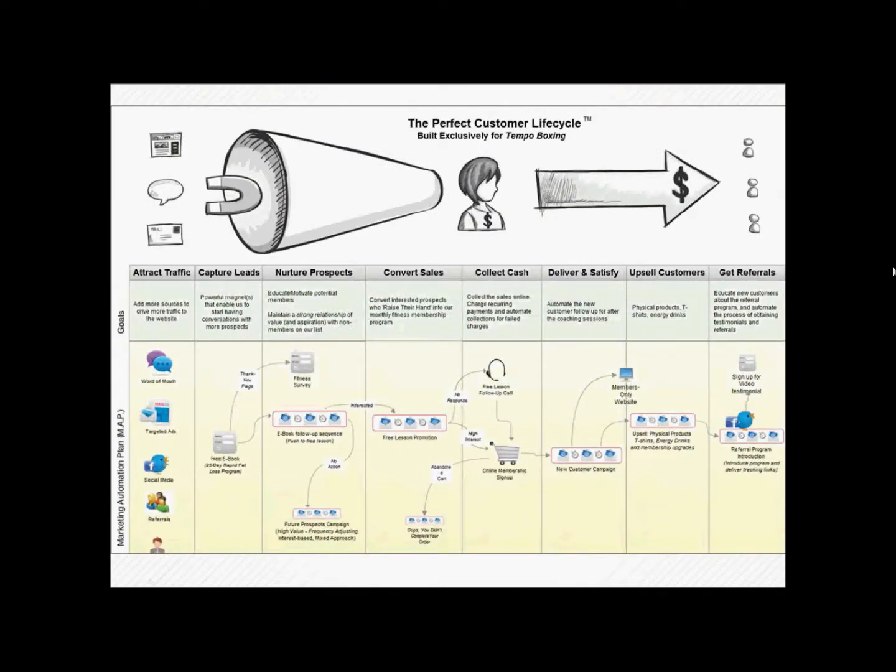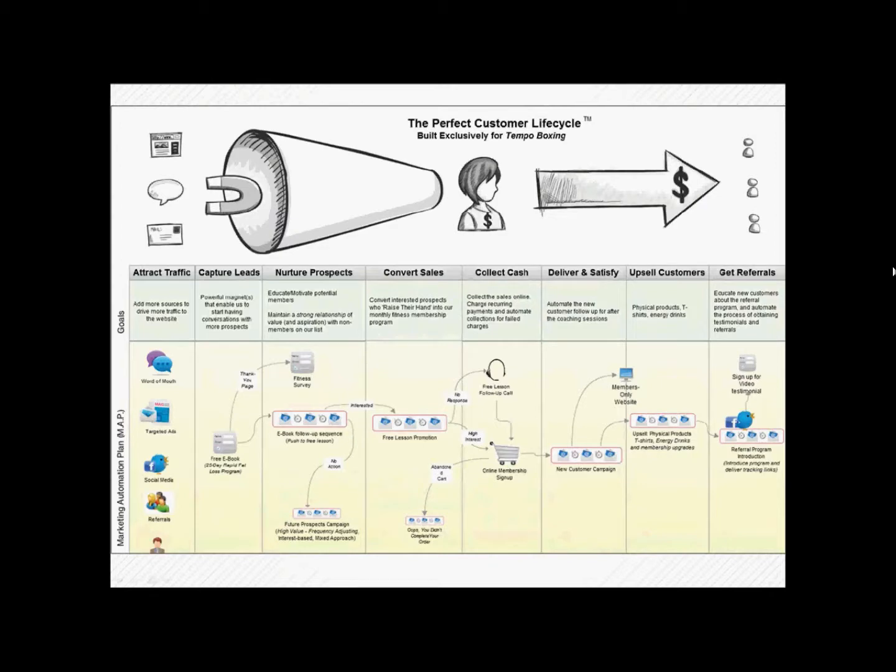in this example, a little flow chart that says, okay, we're going to attract traffic in these ways, capture leads through offering a free ebook. And there's going to be a thank you page, and we're going to send a follow-up sequence of emails there. If they're not interested, we'll put them onto a longer-term nurture. If they are interested, then we're going to offer them a free promotion. This is a boxing analogy, a fitness boxing place.